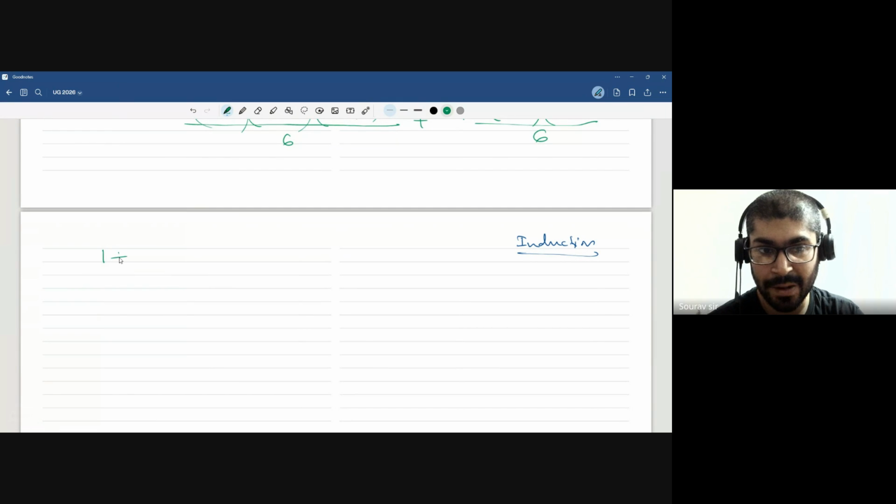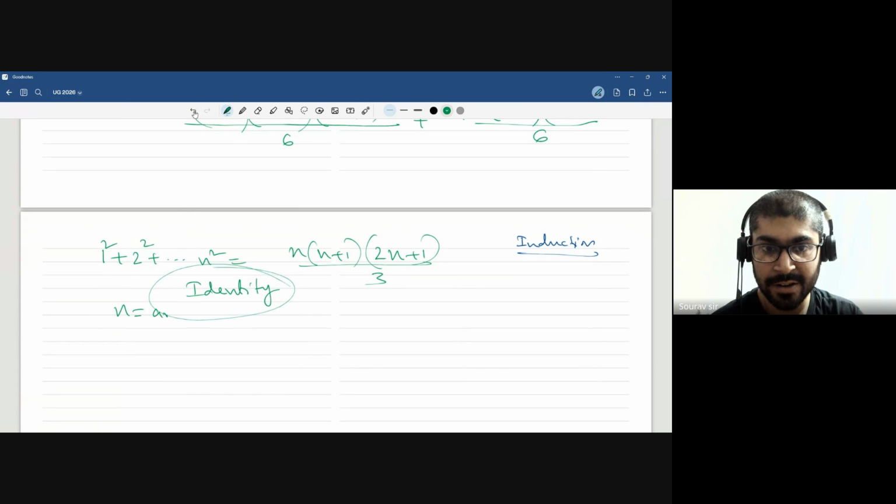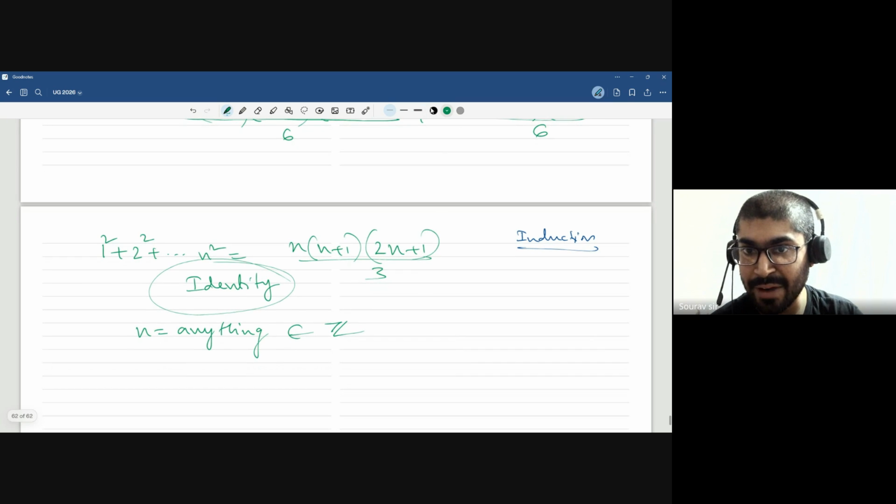You have 1 square plus 2 square plus dot dot dot plus n squared is equal to n into n plus 1 into 2n plus 1 by 3. This is an identity, right? Identity means n equal to anything should satisfy this formula. Anything means n belongs to Z. Anything should work. So even if I put n equal to 4n plus 99, that should also work here. This is just an example.